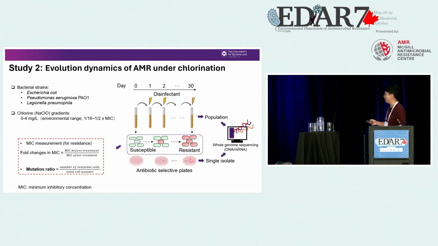The design is very similar to what I showed before. We did a parasite experiment. We chose three model bacteria, including E. coli, Legionella pneumophila, and Pseudomonas PAO1. So we have multiple lines. Then we pick colonies to scan MIC and confirm mutation frequency through this equation. We also did DNA sequencing and RNA sequencing to confirm what gene mutations happened and how RNA expression is regulated.